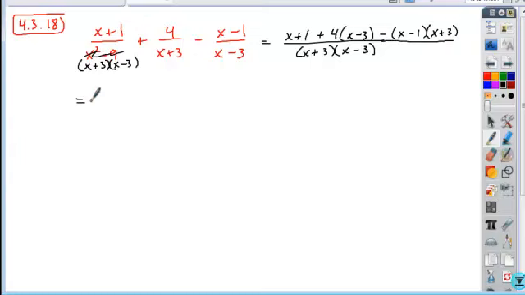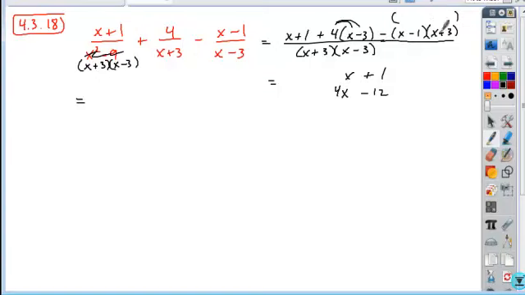Okay, so as we continue to expand our numerator here, I'm going to leave a little bit of space. Oops, I'll write it right underneath. I have an x plus 1. I'm going to distribute my 4, and I get 4x minus 12. And here I'm going to FOIL this, and as I FOIL it, I'm going to keep it in parentheses because this negative has to apply to every single term.